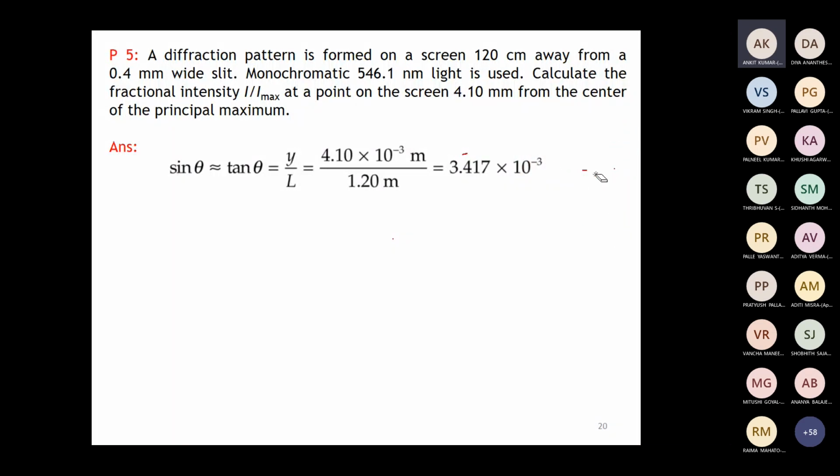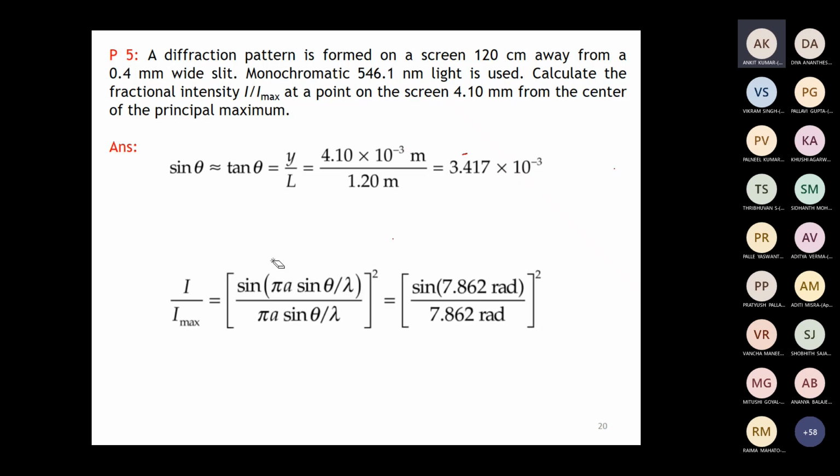So you need to calculate sin theta is equal to tan theta is equal to y by L. So that is 3.41 into 10 raised to minus 3. And you have an expression I is equal to I max, with alpha equal to pi a sin theta by lambda. You have been asked to find the fractional intensity at that point on a screen, which is 4.1 millimeter from the center of the principal maximum. So please note that is in radians. So you will get 1.6 into 10 raised to minus 2. You are right.